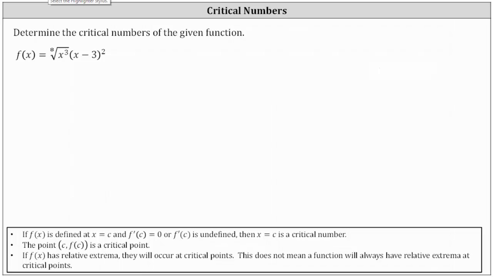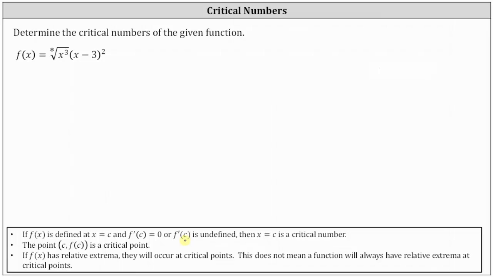We are given f of x equals the 8th root of x cubed times the square of x minus 3, and asked to determine its critical numbers. If f of x is defined at x equals c, and f prime of c equals 0, or f prime of c is undefined, then x equals c is a critical number. Which means to determine the critical numbers, we first determine the domain of the given function, then determine where the first derivative is equal to 0 or undefined.